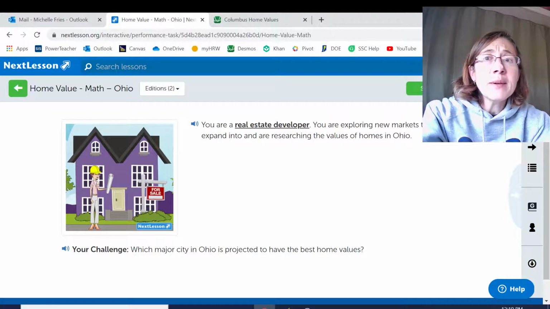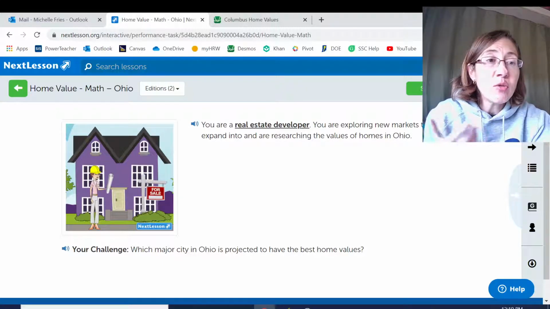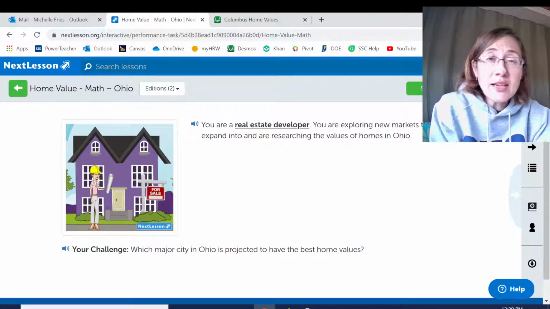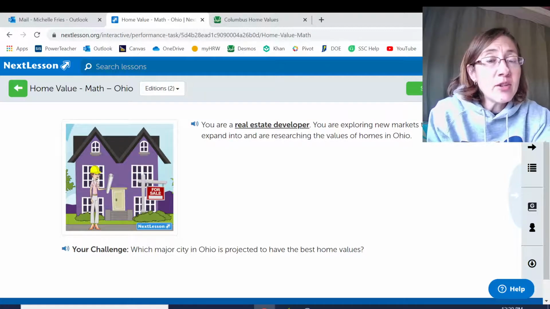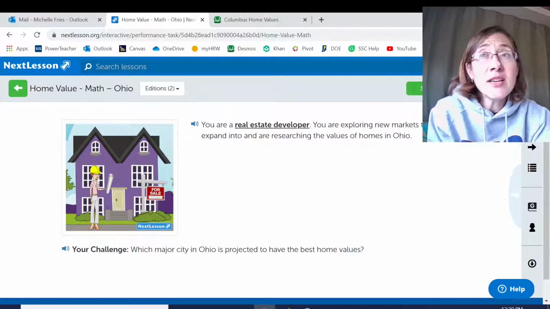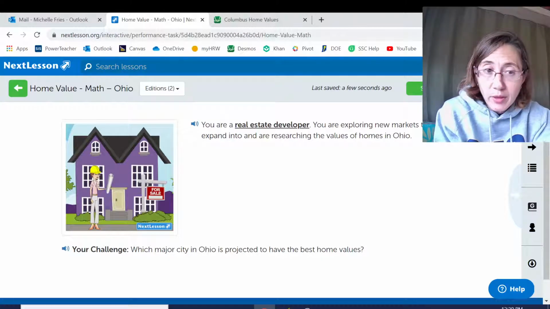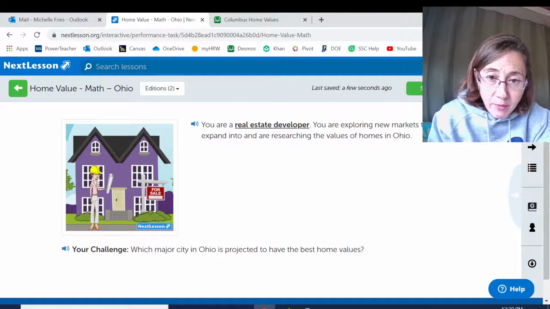Okay, so what we're going to be looking at is, if you are a real estate developer, let's say you're going to flip houses and you want to figure out which city you should work in to maximize your profit by doing so. How can we use the data about recent home sales in order to make a prediction of which place has the biggest potential for growth? So that's what we are looking at here.